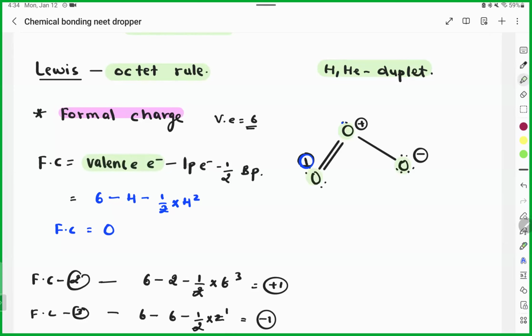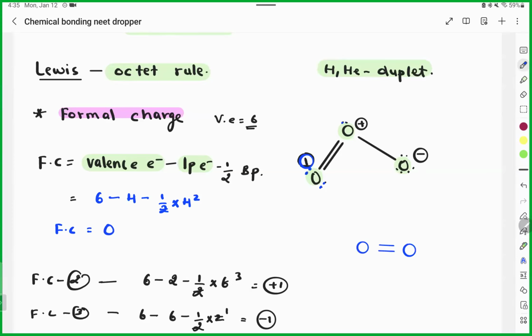Then the number of lone pair electrons. Example, in the first oxygen, you have 2 electrons, and half of the electrons from the bond pair. Because each atom has half the electrons, the other atom will have the other half. Example, if you take the oxygen molecule O2.